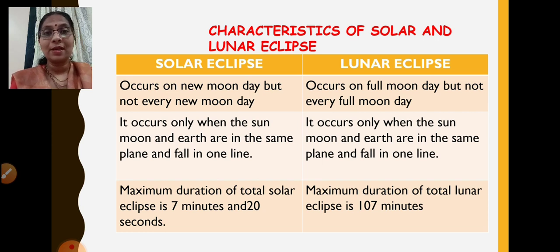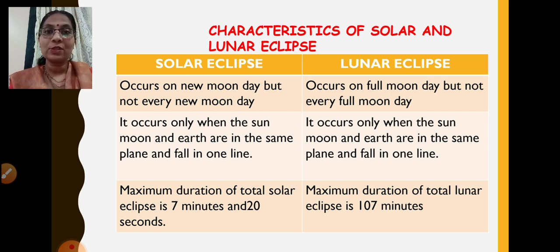Now this is a table, remember we have already done this table. So this table will give us an idea as to what solar eclipse and lunar eclipse are. So when do solar eclipses occur? A solar eclipse occurs on a new moon day, but not every new moon day. A solar eclipse occurs when the sun, the moon and earth are in the same plane and fall in one line. And the maximum duration of a total solar eclipse is 7 minutes and 20 seconds. So these are the characteristics of solar eclipse.